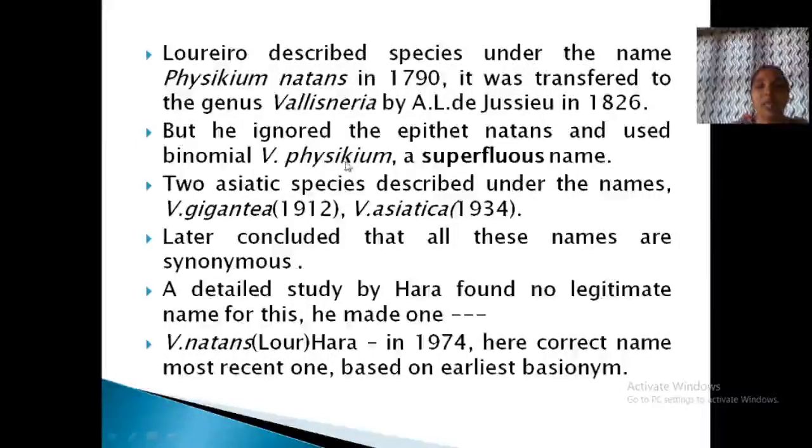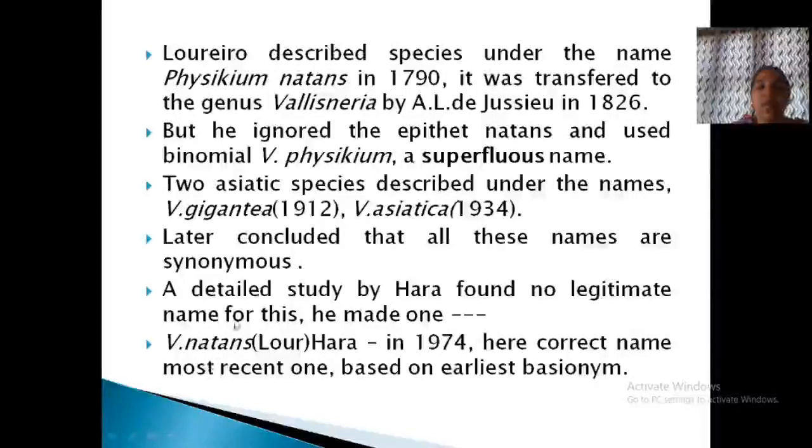That generic name here, Vallisneria Physiklum. Now, two other Asiatic species described under the names Vallisneria gigantea and Asiatica are somewhat similar. All the three are similar. So later they concluded that all names are synonymous, and taxonomist Hara found no legitimate name. So he made a new legitimate name.